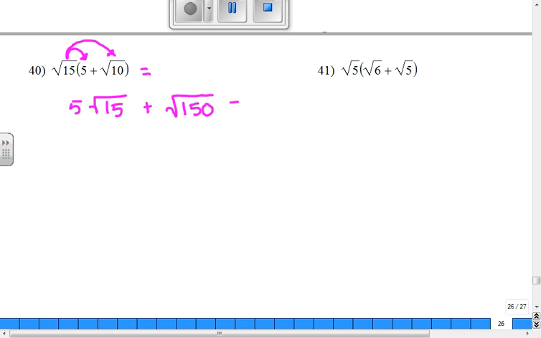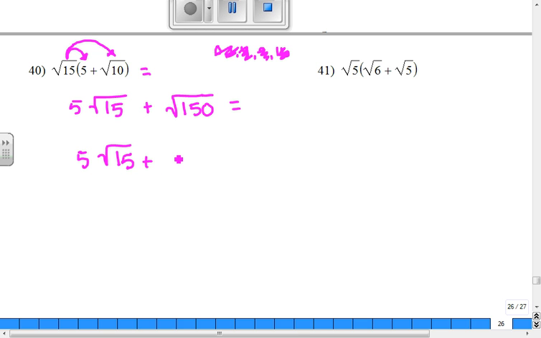So now we need to see if we can simplify this. Well, can we simplify the square root of 15? Is there any perfect square that goes into 15? Well, let's just list some of our perfect squares. We have 0, 1, 4, 9, 16. 16 is already bigger, so we don't need any more. 0 and 1 don't help. 4 doesn't go into 15. 9 doesn't go into 15. And 16 doesn't go into 15. So we're done. There's nothing we can simplify there. No perfect square goes into 15. So all we have there is 5 square root of 15.